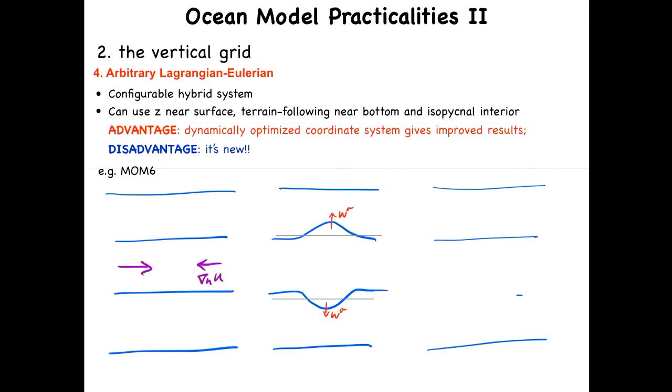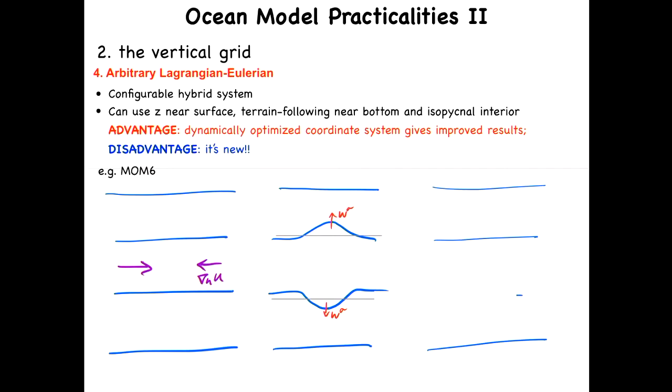We think of the ocean as a series of layers like this, and then we just time step these layers as if it were an isopycnal model. And when we do that, what we find is that you might have a region where there's convergence or divergence. And so at the end of our time step, and our time step is purely horizontal, then you might have this layer bulging.